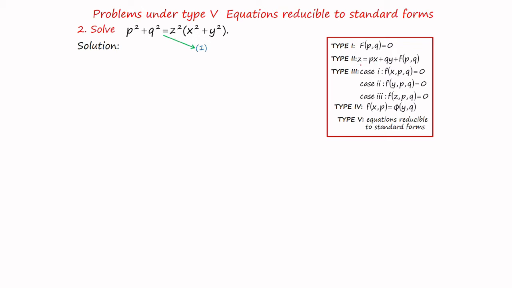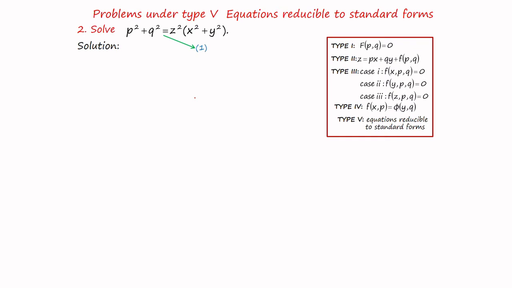z is equal to px plus qy plus f of p comma q. That is the Clairaut's form. This standard form should be present to apply the second type. The third type is not possible, and the fourth type also requires z not to be present, but z is there. So definitely this is a type 5 problem. This is the way you have to identify the problem. Once you identify, then you get the solution very easily.